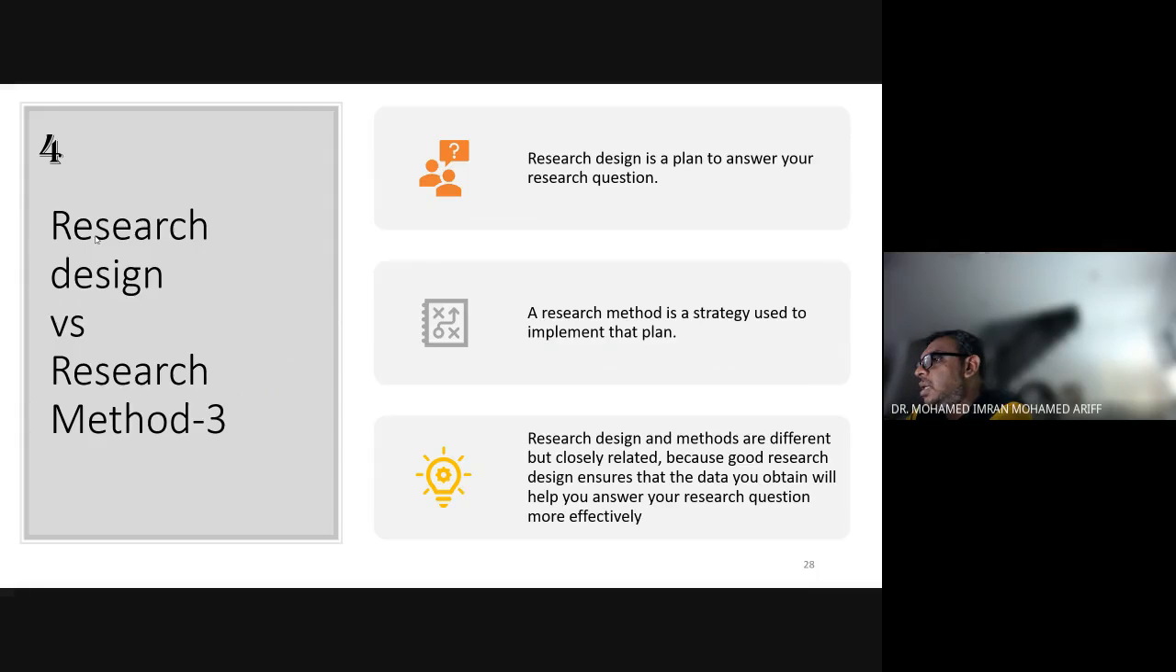Okay, point number 3, research design and methods are different but closely related because a good research design ensures that the data you obtain will help you answer your questions.